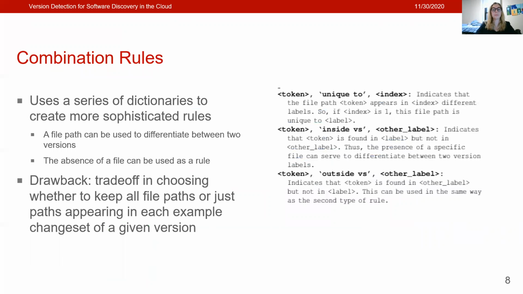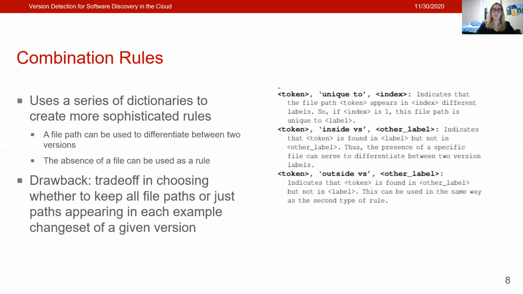In the combo rules implementation, a series of dictionaries are used to create more sophisticated rules compared to those generated by the basic rule algorithm. Specifically, a file path can be used to differentiate between two versions, and the absence of a file can be used as a rule. The three different types of rules that can be created for a given version are shown on the right of the slide.